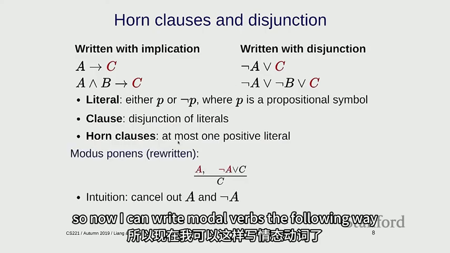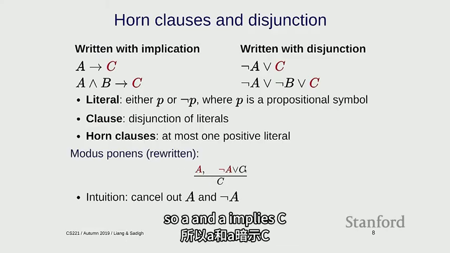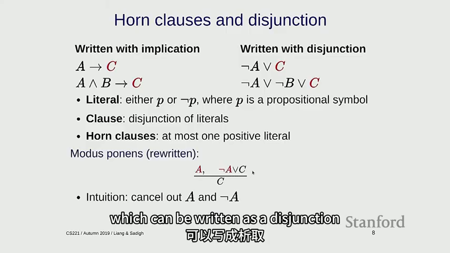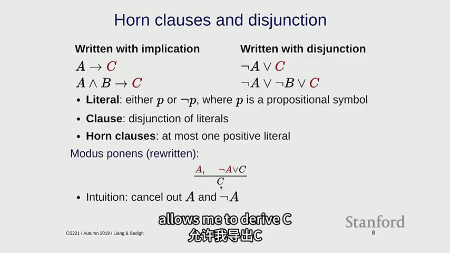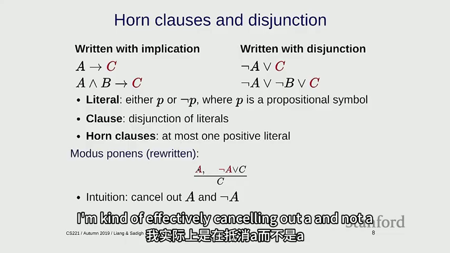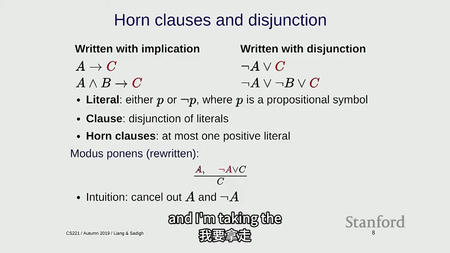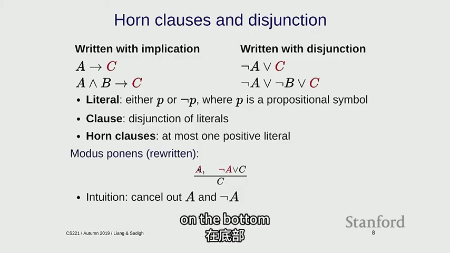So now I can write modus ponens the following way. A and A implies C, which can be written as a disjunction, allows me to derive C. And here is another intuition: I'm effectively canceling out A and not A, and taking the resulting things and putting them on the bottom.